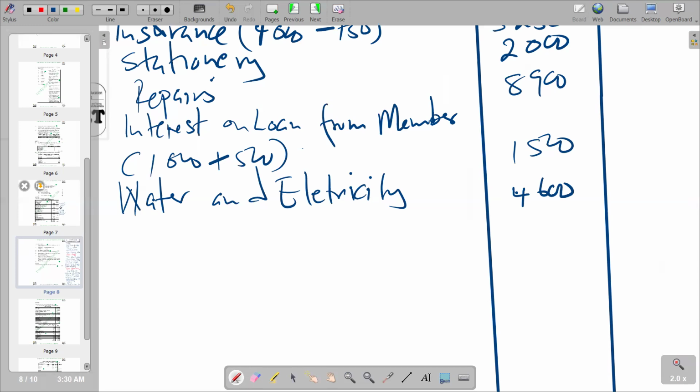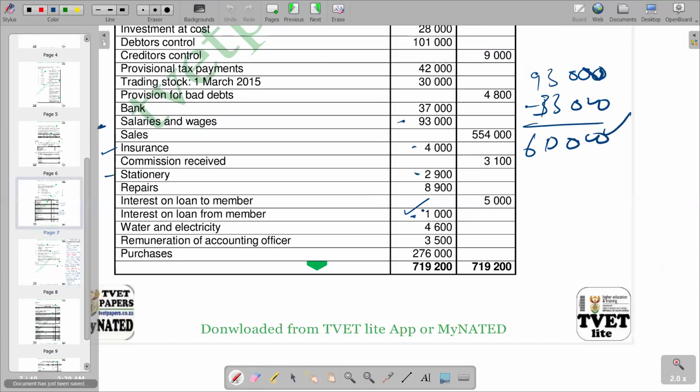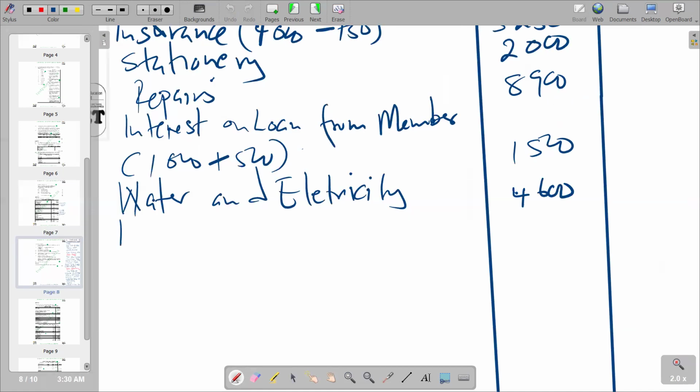Then from there we go again, we check after water and electricity, go to the remuneration of accounting officer, which is 3,500. There's no adjustment again of that remuneration, so here we're just going to say remuneration of accounting officer, which is 3,500.